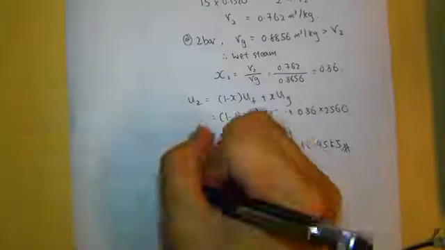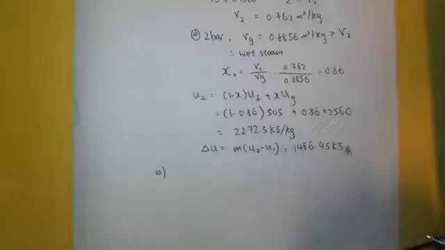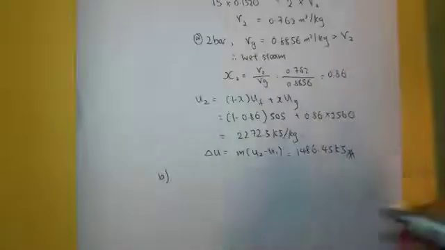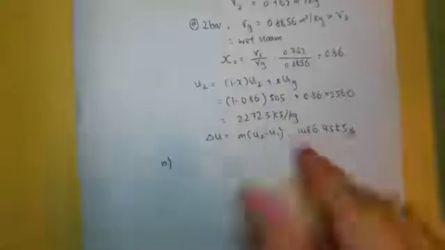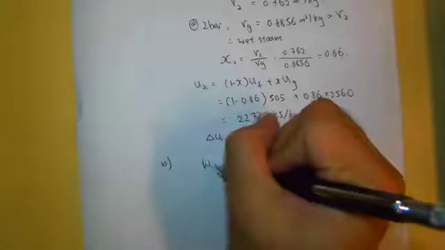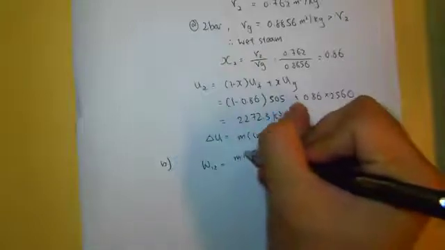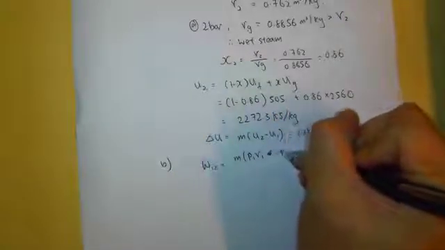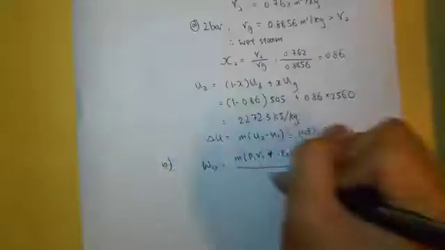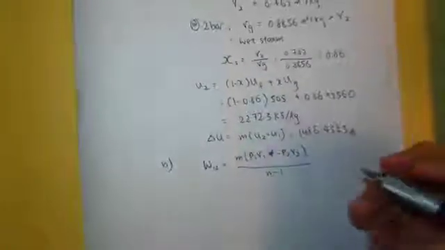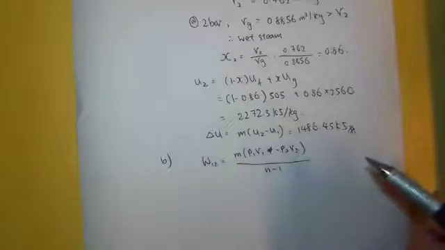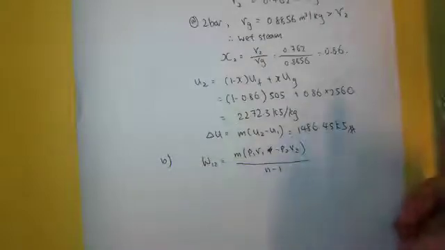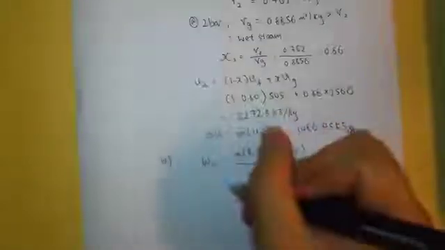B. Calculate the work done. So the work done for polytropic process has its own unique formula, which is obtained through integration. The formula is available in the formula sheet and is written this way: m(P1 V1 minus P2 V2) over n minus 1. So we need to plug in all the values.